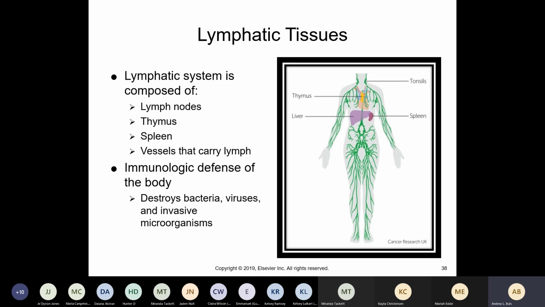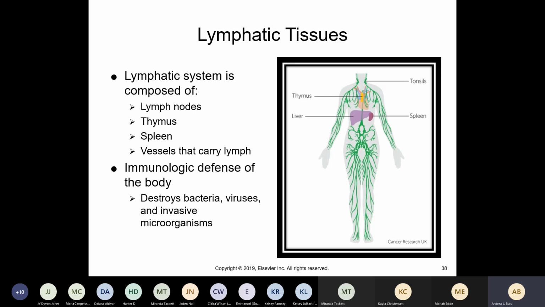You can see that lymph is all over our body. So many times you'll hear people talk about lymph nodes and lymph involvement with cancer. If cancer infects lymph nodes, you can see how that can travel all over your body really, really quickly. So in staging and grading cancer, one of the things they look at is how many lymph nodes are involved.